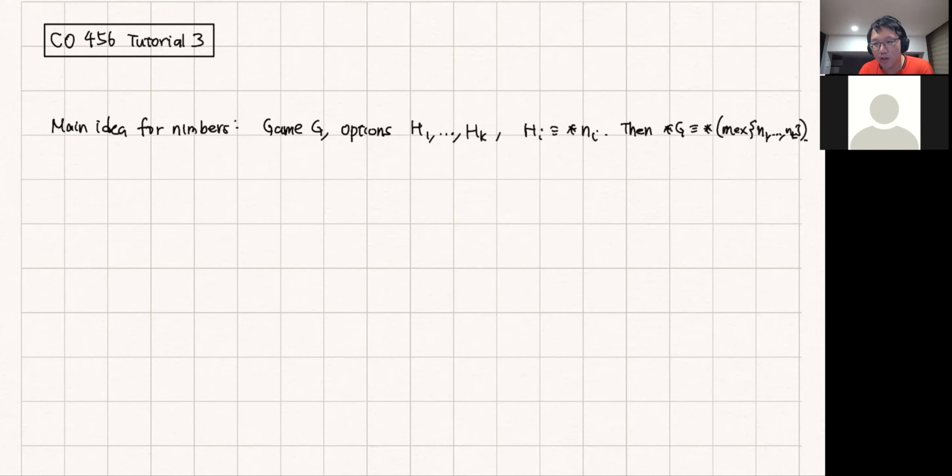To find the number of a game, you would need to look at all of its options, look at their numbers, and then find the max, which is the smallest excluded number. So the max of a set of numbers is the smallest non-negative integer that is not in the set.